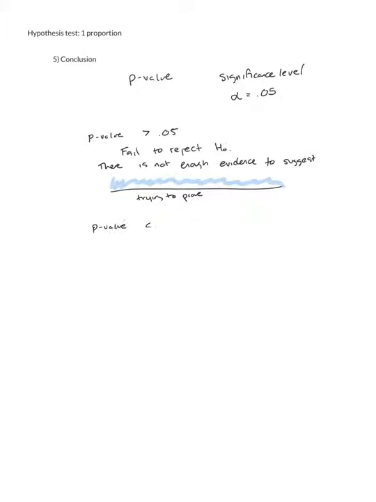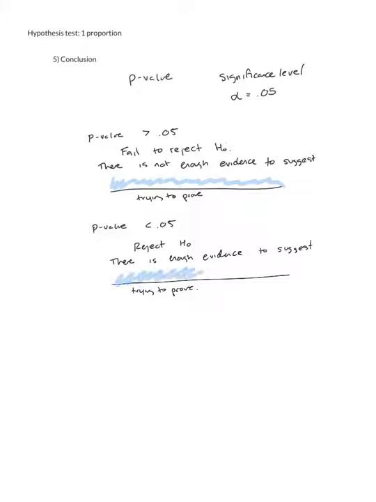So, for a p-value less than 0.05, we actually reject H0. We reject our null hypothesis or our assumption. We can then claim that there is enough evidence to suggest whatever we're trying to say. We'll fill in right there.